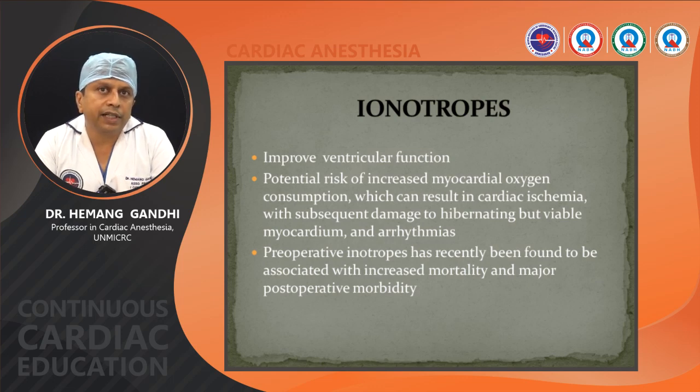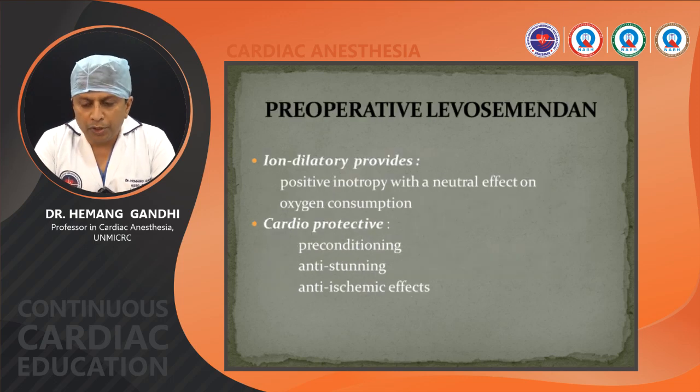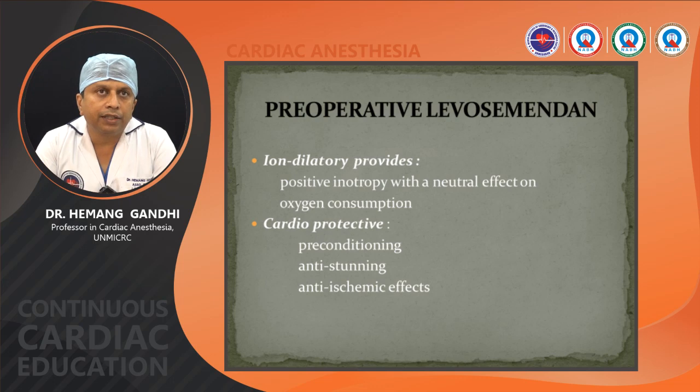Preoperative inotropes have recently been found to be associated with increased mortality and major postoperative morbidity. So be very careful while using inotropes in the preoperative period. In the preoperative period, inodilators like milrinone and levosimendan have a very good role. Nowadays the emerging one is preoperative levosimendan, as it has an inodilatory effect with positive inotropy with neutral effects on oxygen consumption. This is a very important function of levosimendan. It does not increase the oxygen consumption or myocardial oxygen requirement. That is the advantage for such sick patients.